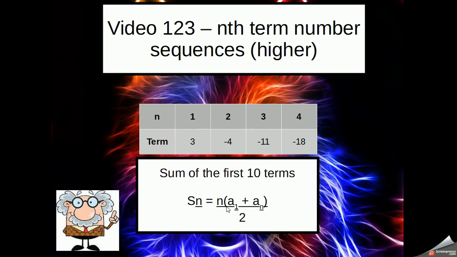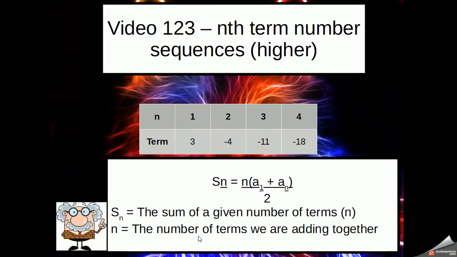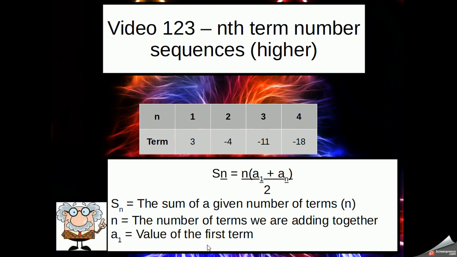Sn equals n bracket a1 plus an bracket over 2. Now, it sounds a bit complicated, but basically broken down, this is what it means. S with a little n means the sum of any given number of terms from the start, which is what we're looking for. n means the number of terms we're adding together. So if we want the first 10 terms, n is 10.